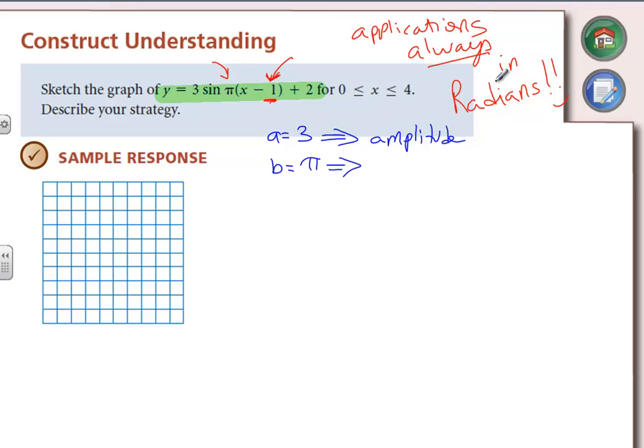so that's going to give us our period. Our period, it allows us to find our period. B and period are not the same thing. The period is 2 pi over the b, or 2 pi over pi. Our period is 2 units of whatever the units are.